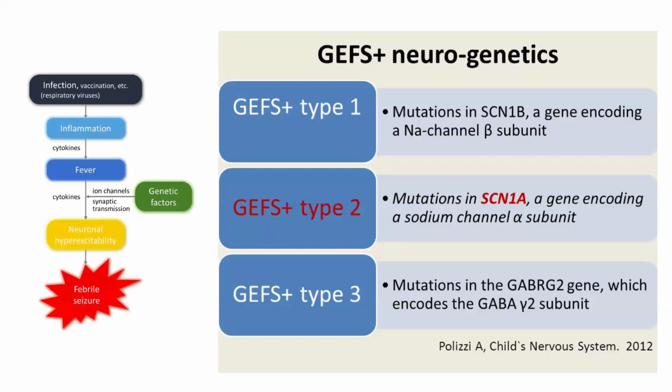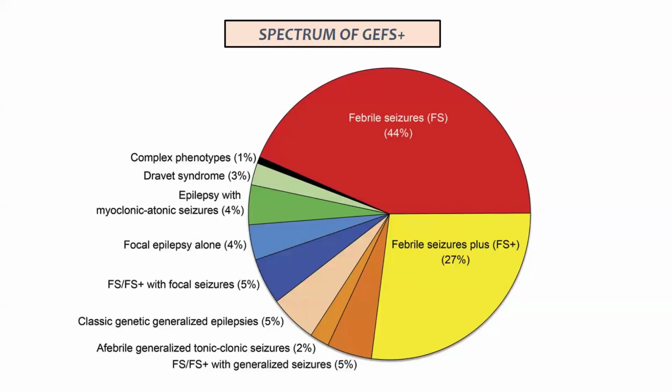So there are three types of GEFS plus. I won't go into the details of it, but you have to remember GEFS plus is usually a sodium channelopathy, rarely GABRG2, but usually sodium channelopathy with autosomal dominant inheritance. It can present with varied forms of presentation like febrile seizures plus, GEFS plus, Dravet phenotype, or any type of complex phenotypes.